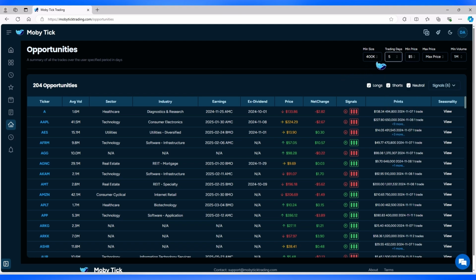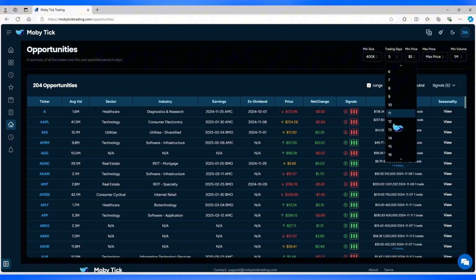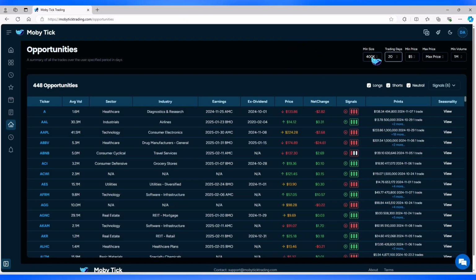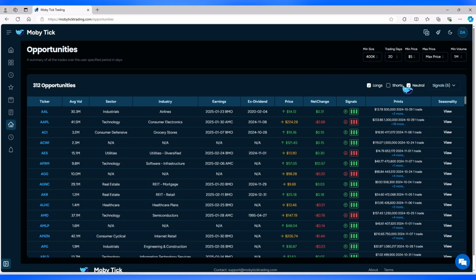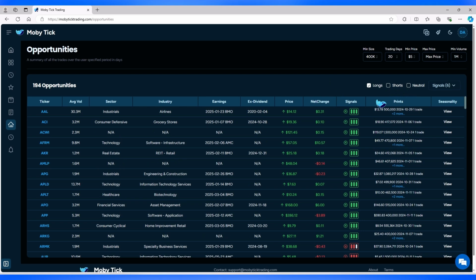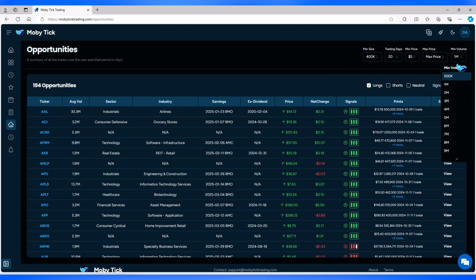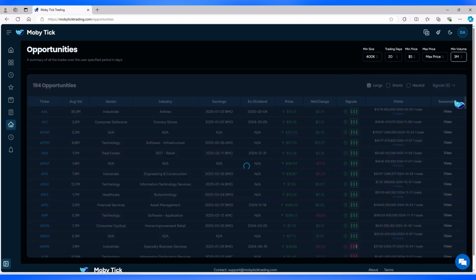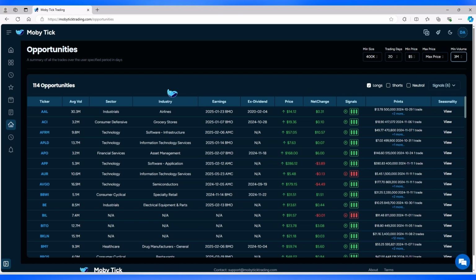We can go a little bit further by saying let's go back 10 or 20 days. If we go back 20 days and look for trades over 400,000, what we're looking for is whether we're above or below the prints. So if I'm looking for longs, I'm going to untick shorts and I'm going to untick neutral. This gets us down to 194 opportunities here. And to reduce this further, I'm going to increase my minimum volume to 3 million a day. That gets us down to 114.